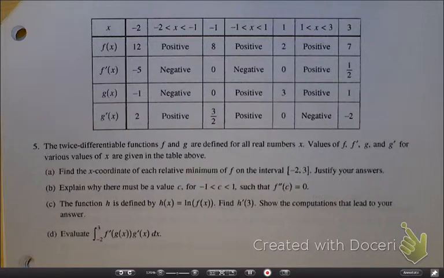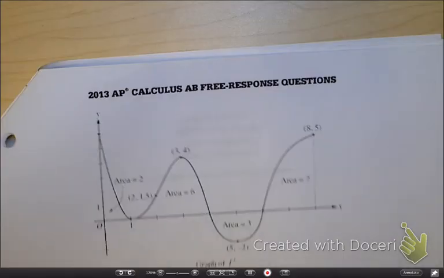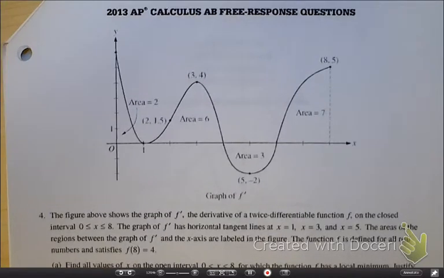So let's flip it over to 2013, number 4, the next one.